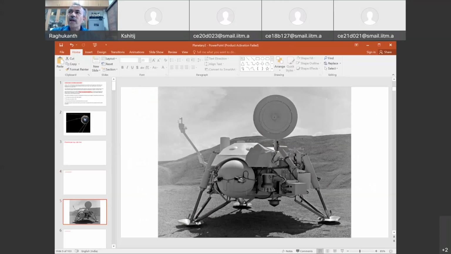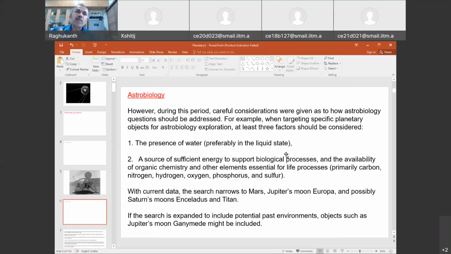This is that Viking Lander; this image is available on Google also. It was sent to find out whether life exists on Mars or not. Now in astrobiology, initially they used to do something like a random search, but now they have very clear objectives, and this also links to geology.